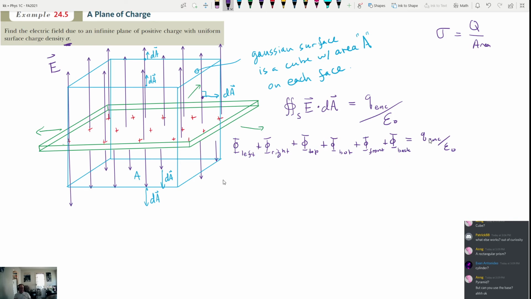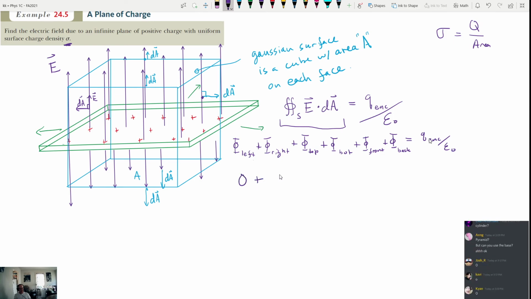That's 6, right? Yep. But which ones will be 0? And which ones will not be 0? The flux through the left face over here, your dA points this way, but the electric field goes this way. So the angle between E and dA is 90. So when you evaluate this, what are you going to get? When I do the left face over here, what am I going to get when I do the integral? Am I going to get E times A? I'm going to get 0.